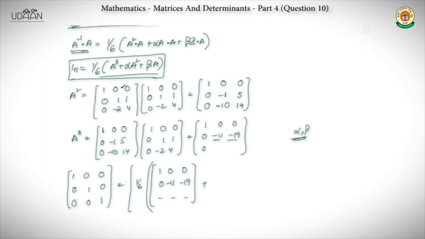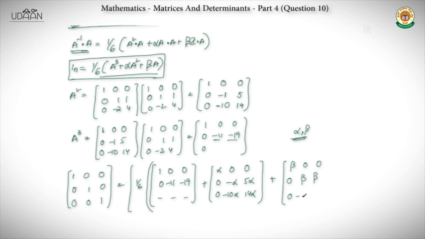Plus alpha into A square. Alpha into A square will become alpha 0 0 0 minus alpha 5 alpha, and again 0 minus 10 alpha 14 alpha, which we don't need obviously. Plus beta into A. Beta into A will become beta into this. So beta 0 0 0 beta beta. I think that is sufficient for us. Yeah, that's sufficient, but I'm just writing. Okay, chalo. So this gives us this.